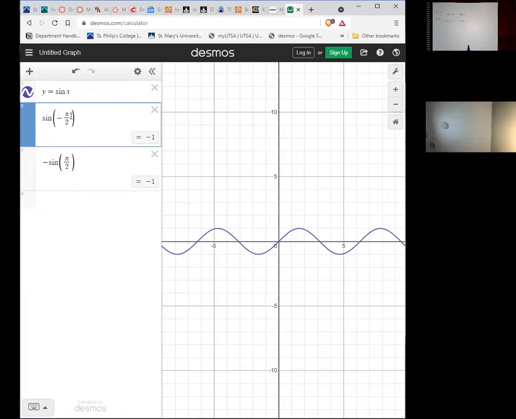So notice that if I plug in the negative, sine of a negative pi over 2 is the same as a negative sine pi over 2. This is the definition of an odd function. So going in the negative direction on the circle is the same as going in the positive direction and then just swapping the sign. That's all odd means, that it fits this definition.